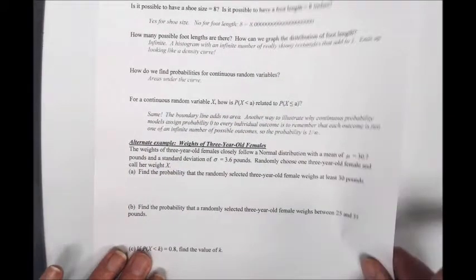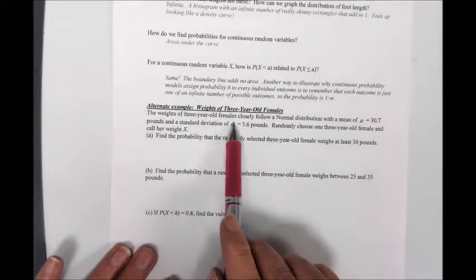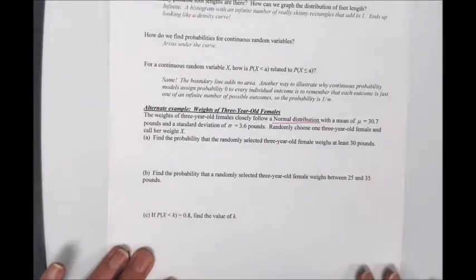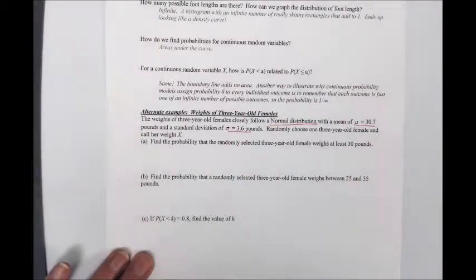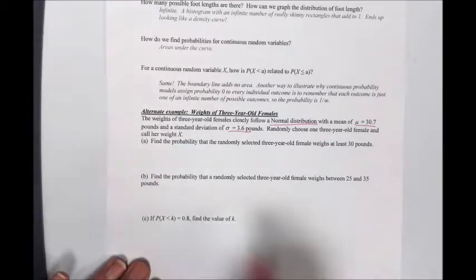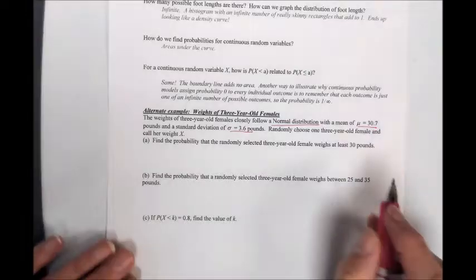Okay, so weights of 3-year-old females. The weights of 3-year-old females follow a normal distribution. So that goes back to chapter 2. It gives us the mean and the standard deviation. Randomly choose one 3-year-old female and call her weight X. Find the probability that a randomly selected girl weighs at least 30 pounds.